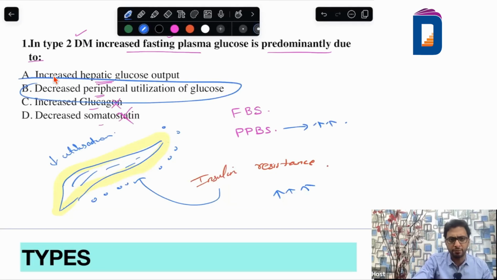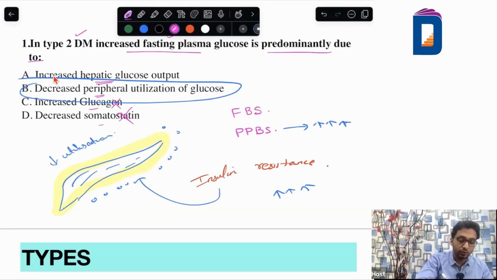What is PPBS? Postprandial. Means what? A patient is having some food, carbohydrate food, his body is not able to utilize it. After food, it will increase. Postprandial will increase, isn't it?